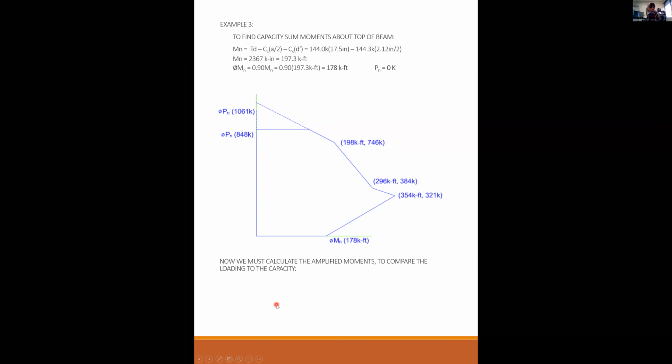Okay, and now we're going to calculate the amplified moments to compare the loading to the capacity. So this is my capacity chart. The capacity chart, as you notice, has nothing to do with slenderness. So slenderness does not change my capacity by this procedure. What the slenderness is going to do is amplify my design moments. So we're going to keep the capacity per the section design, and we're going to amplify our design moments and see if they still work within this capacity.